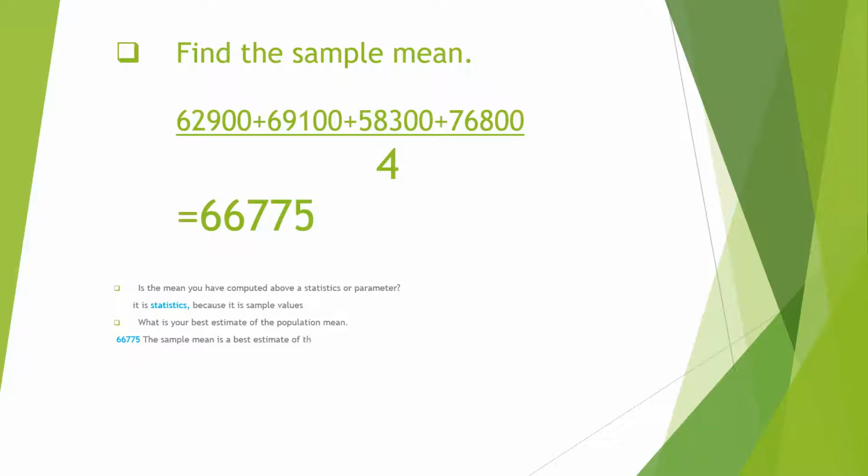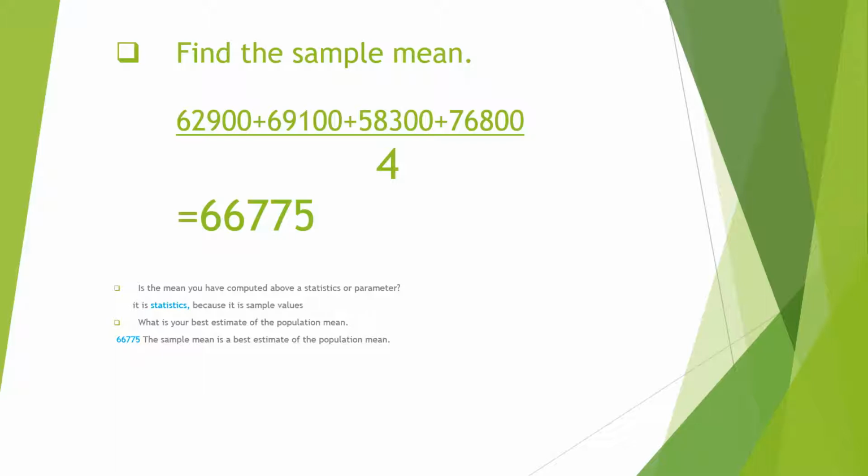In this section, you are asked: is the mean you have computed above a statistic or a parameter? As we did in our previous video, we have statistic and parameter. It's a statistic when you are dealing with the sample mean and the sample. But it's a parameter when you're dealing with the population, when your study covers the whole population. So in this case, we have a statistic because it is based on the sample values.